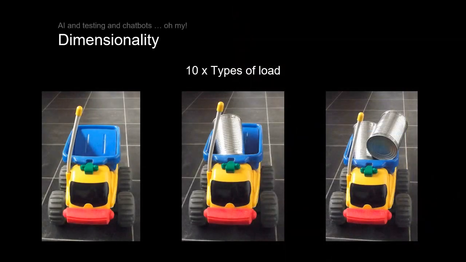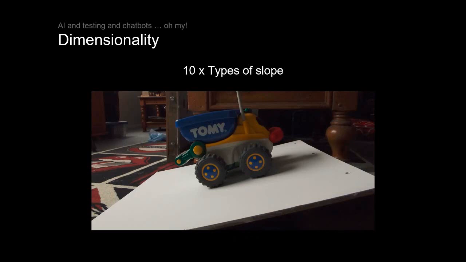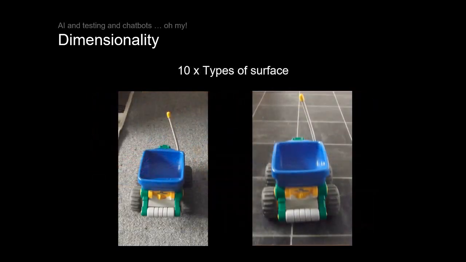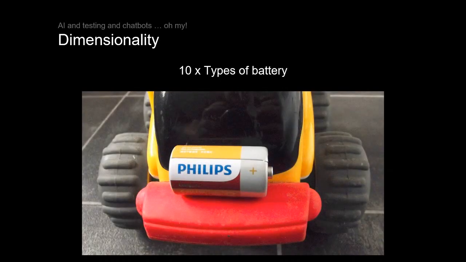What if I tell you that as well as just the power mode, there are 10 different types of load we could put in there? It is a dumper truck after all. And the more load we put in there, the slower it will go. And we're not always going to be driving it on the flat as well. There are 10 different types of slope that it might have to contend with. We were just using concrete there, but it turns out there are 10 different types of surface it might have to go on. And different batteries have different powers, which will mean different speeds. Wouldn't you know, there are 10 different types of battery.